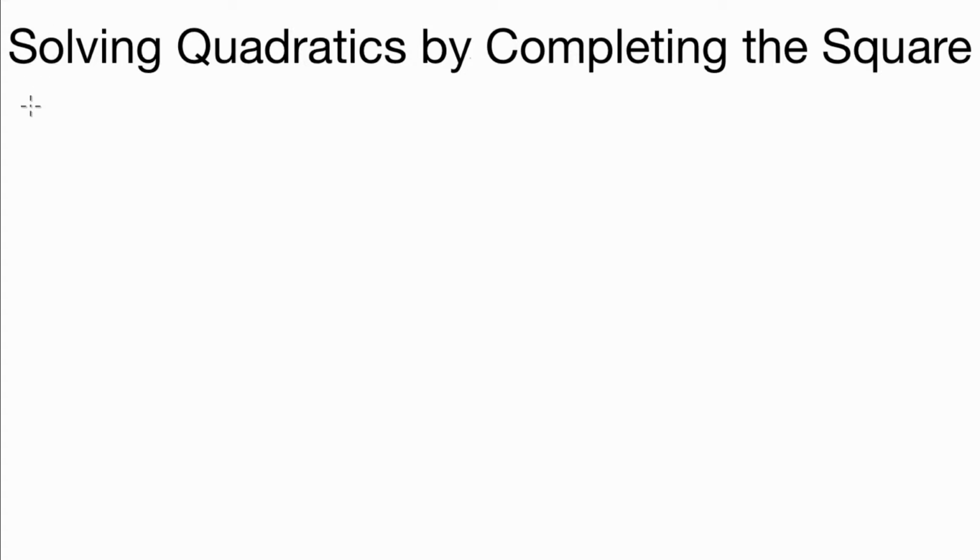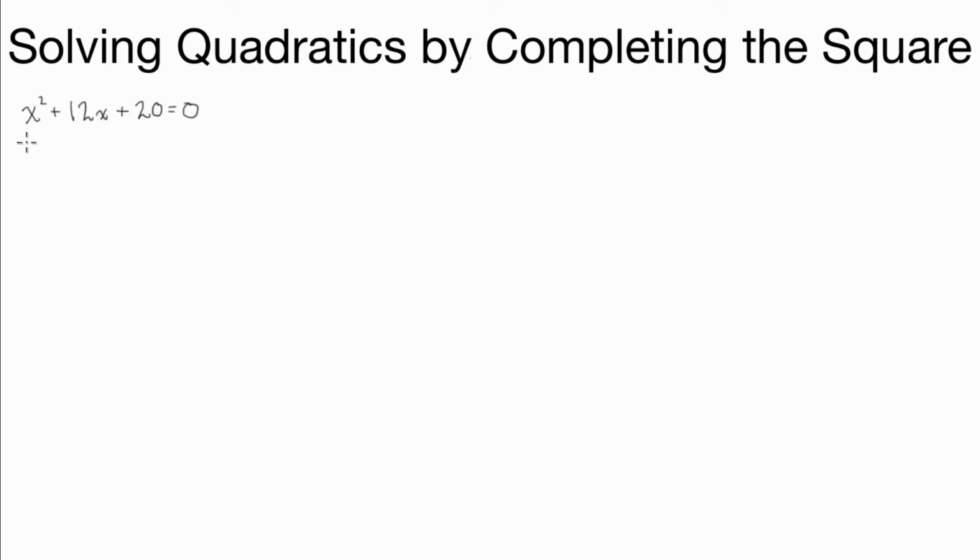Okay, we're going to do a quadratic equation. We're going to solve it using a technique called completing the square. The quadratic equation we're trying to solve is x squared plus 12x plus 20 is equal to 0.